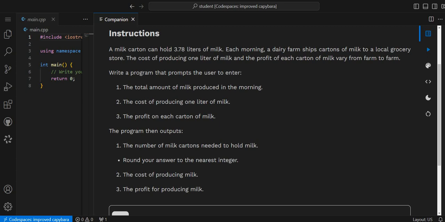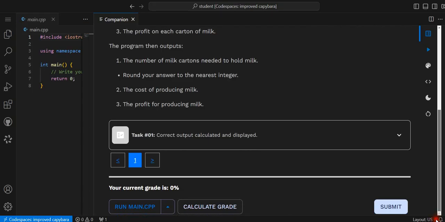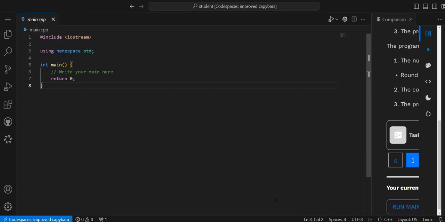Write the program that prompts the user to enter the total amount of milk produced in the morning, the cost of producing the milk, the profit of each milk carton. The program then outputs the number of milk cartons needed to hold the milk. Round your answer to the nearest integer. The cost of producing milk, the profit for producing milk. And here, correct output calculated. Let's go to our code.